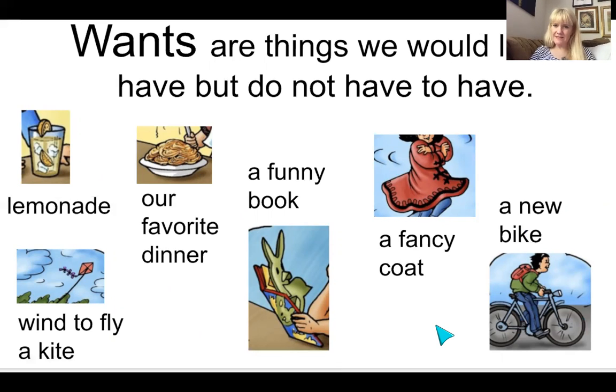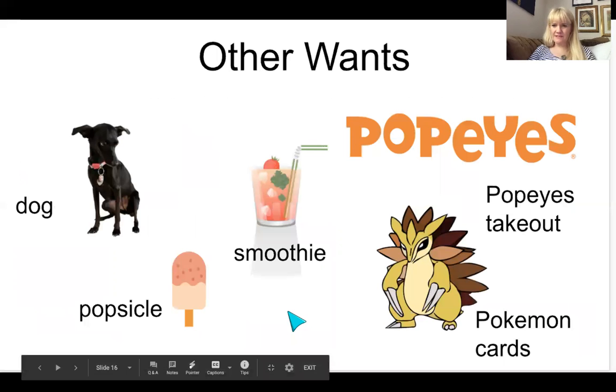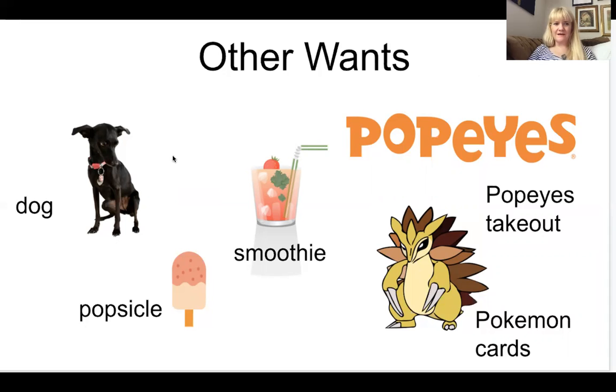There's a difference between wants and needs. If you can live without it, then it's a want and not a need. Here are some other wants that were not necessarily in the book, but things that we might want. A dog. Maybe one of you wants a pet. A popsicle. A smoothie. Pokemon cards or some other game. Popeyes, takeout. These are things that you don't have to have, but that might make you really happy. So they're wants. They're not needs, but they're wants.